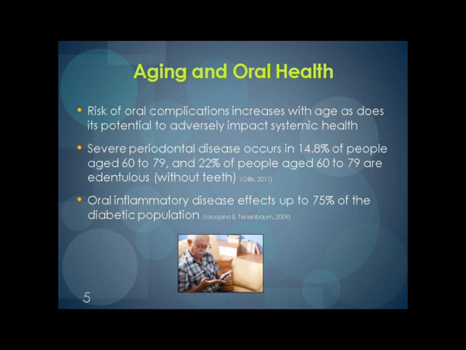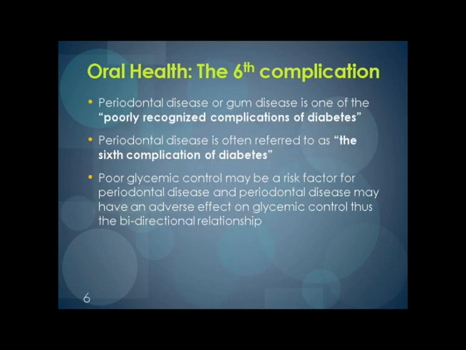Severe periodontal disease occurs in 14.8% of people aged 60 to 79, and 22% of people aged 60 to 79 are edentulous or without teeth. Oral inflammatory disease affects up to 75% of the diabetic population. Oral health is often referred to as the sixth complication of diabetes. Periodontal disease, or gum disease, is one of the poorly recognized complications of diabetes.